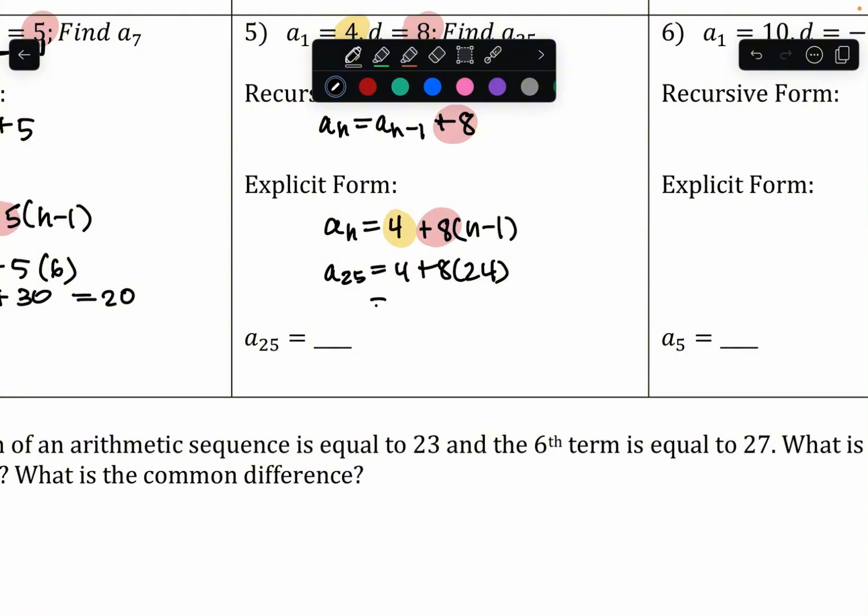Okay, and so 8 times 24 is 192. Plus 4 is 196.